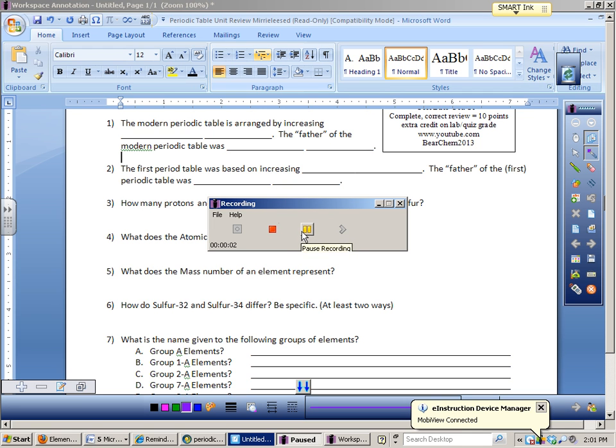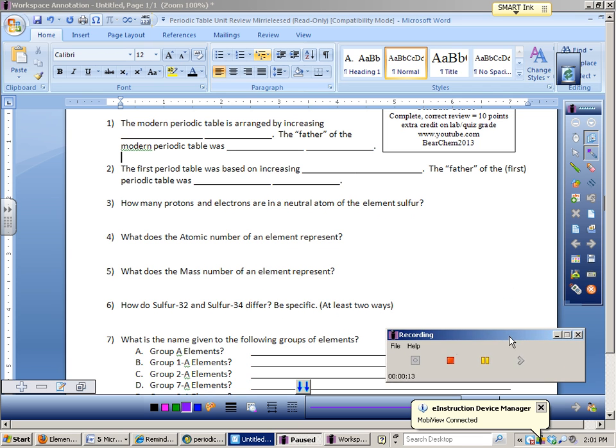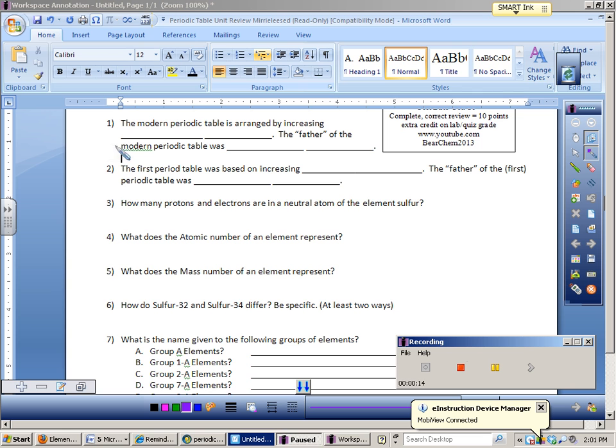Okay, today we are here to talk about the Unit 4 test review. A complete correct review is worth 10 points extra credit on your lab quiz grade, and it is due at the test on Wednesday, October 16th.